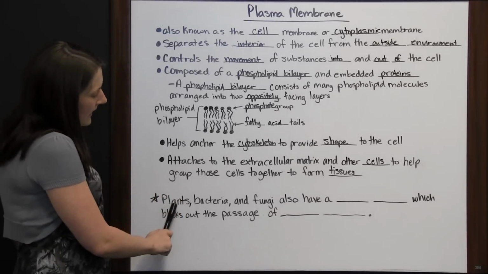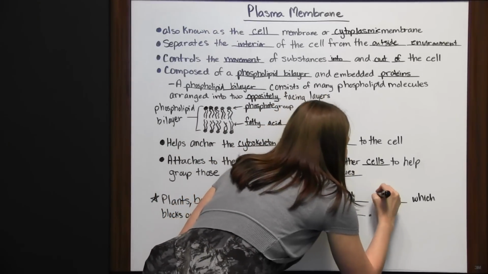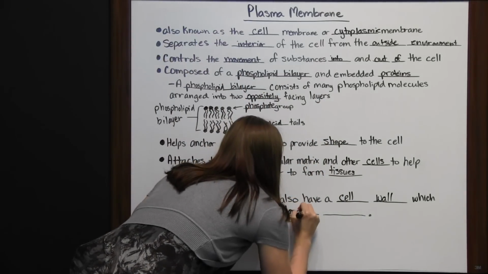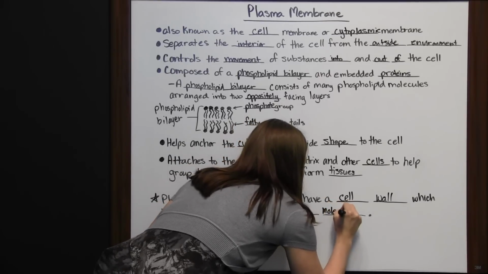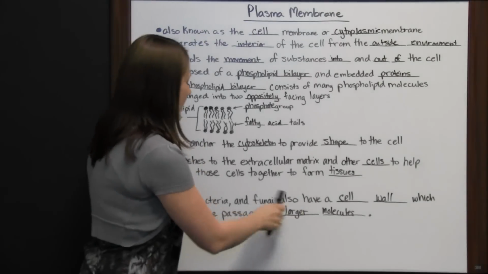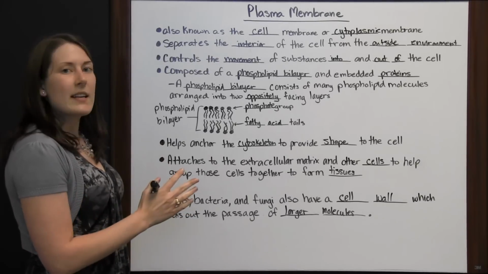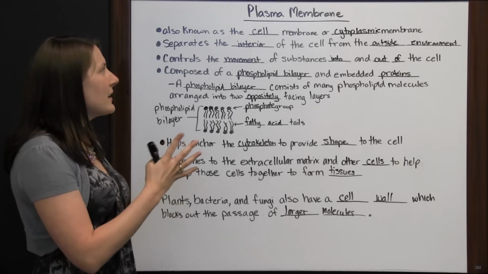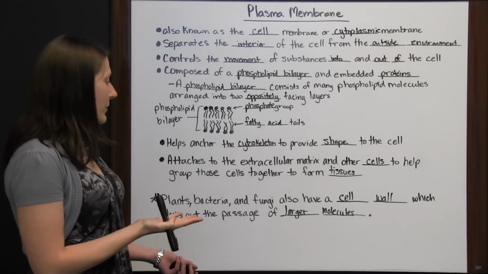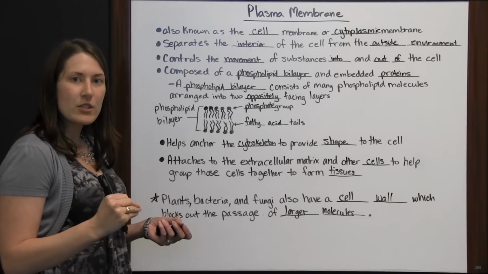Now, something to remember is that plants, bacteria, and fungi also have a cell wall, which goes outside of the plasma membrane. And it blocks out the passage of larger molecules. So the phospholipid bilayer is going to keep out teeny tiny little molecules, but this cell wall is going to keep larger molecules from even getting close to the cell. So you might consider like a piece of fabric the kind of plasma membrane. More stuff can get through it, it's more flexible, where maybe a piece of cardboard would work for the cell wall. It's more rigid, it doesn't bend as easily, not as much is going to get through.